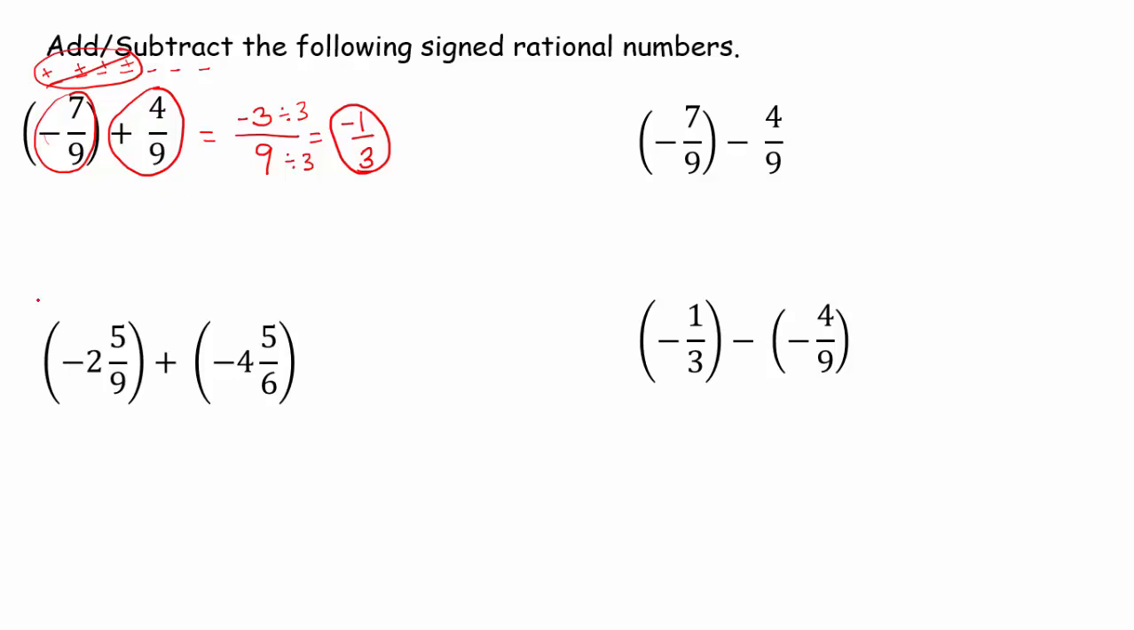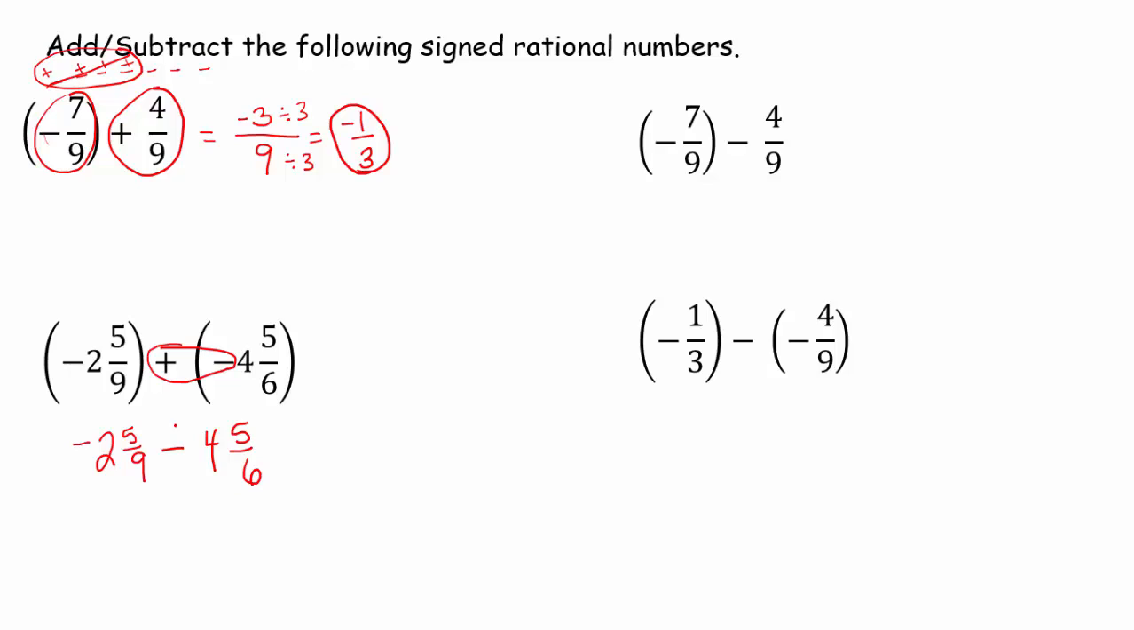I'm going to try this one down here with you. And the reason I'm choosing this one, a couple of reasons. First of all, because they are mixed numbers and because they don't have a common denominator. So the first thing I'm still going to do is rewrite double signs as a single sign. So that's negative 2 and 5/9 minus 4 and 5/6.